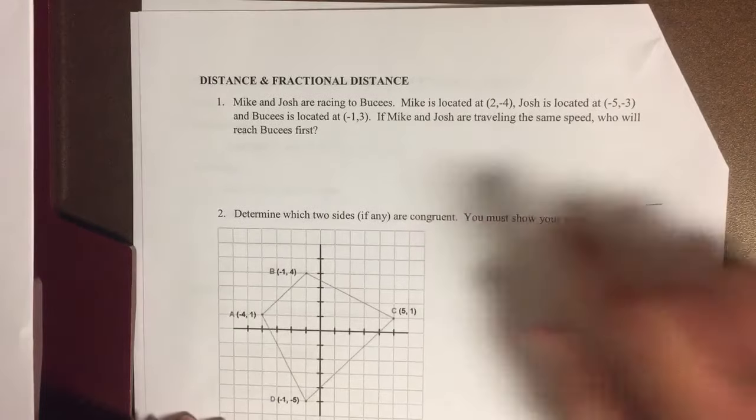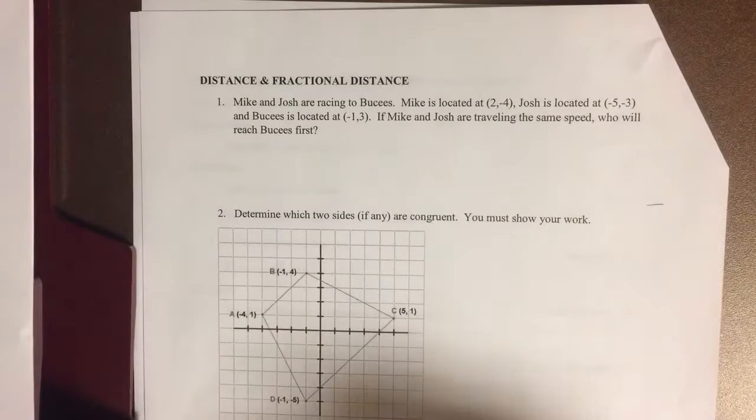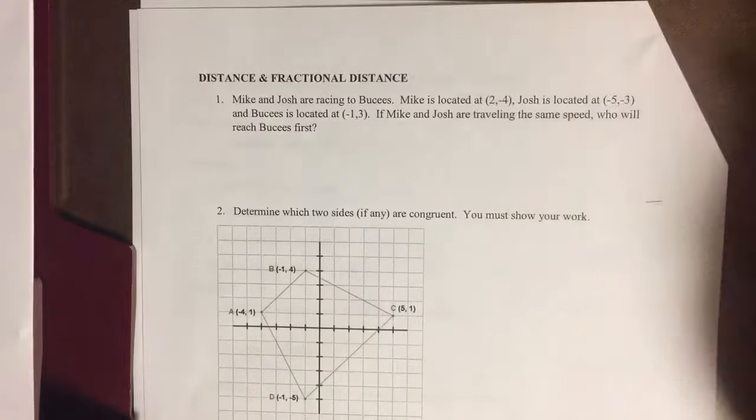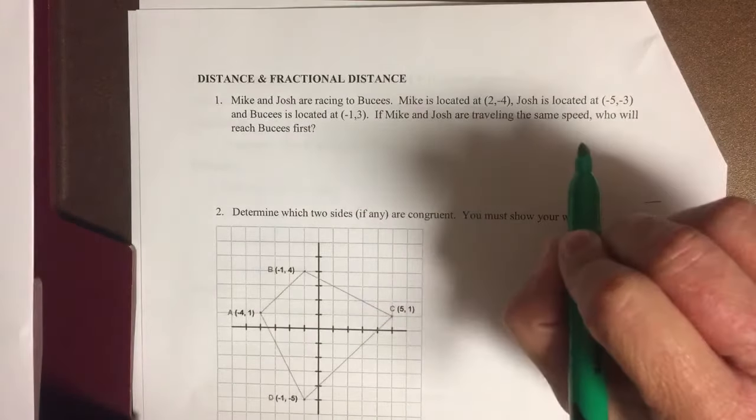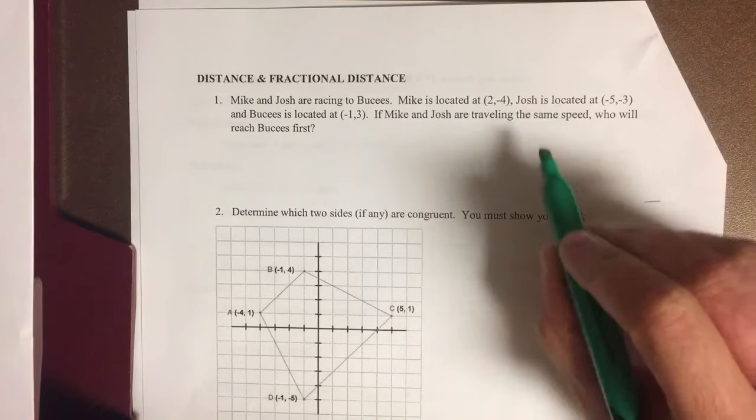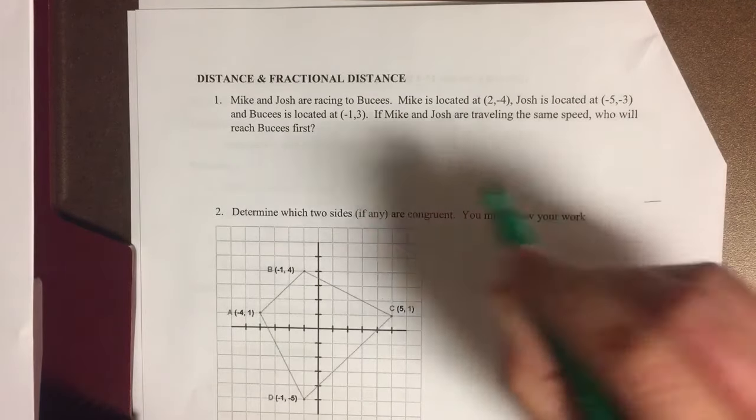Let's look at distance and fractional distance. All right, so let's look at number 1. Number 1 says Mike and Josh are racing to Buc-ee's. Obviously, I'm going to pick my favorite place to go. Mike is located at 2, -4, and Josh is located at -5, -3.